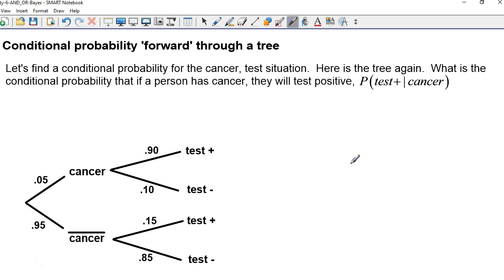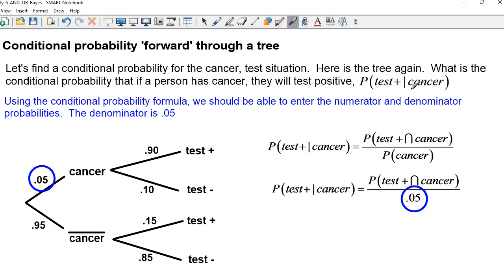All right, so let's find a conditional probability for the cancer test situation. Here's that tree again with the probabilities filled in. And let's say, what is the conditional probability that if a person has cancer, they will test positive? So that means the if a person has cancer is the condition, and we're finding the probability that they will test positive. So the probability of testing positive given cancer.